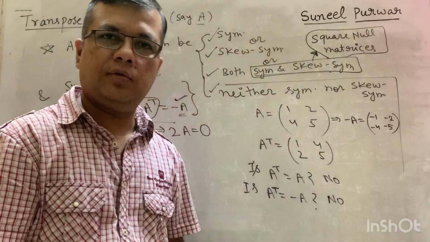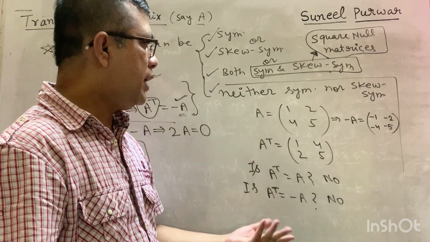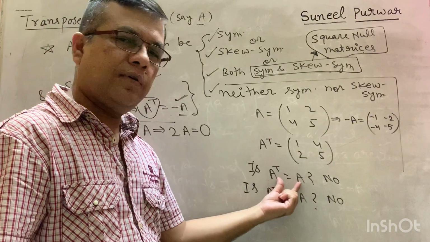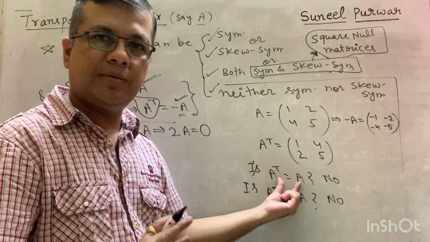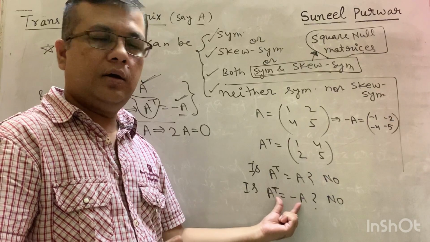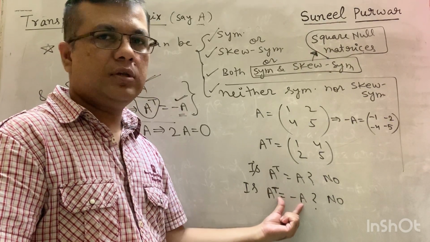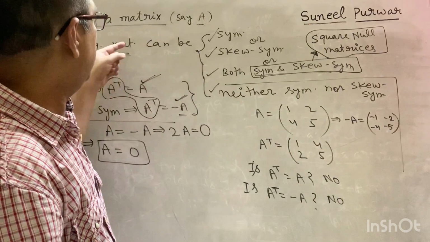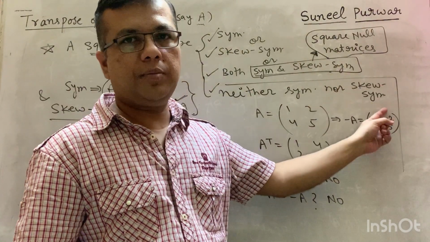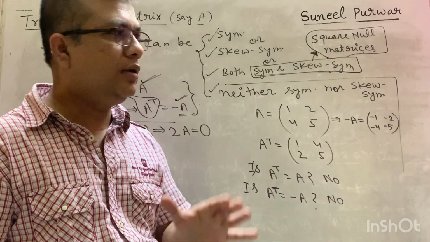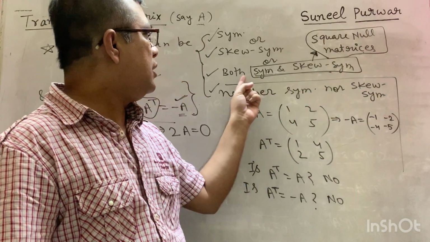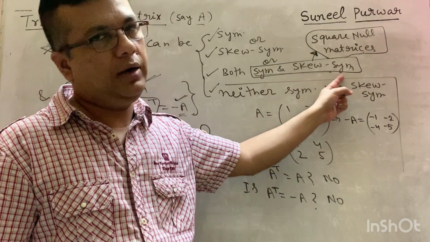So here we get a confirmation that there can be square matrices which neither satisfy A transpose is equal to A, that means they are neither symmetric, and they neither satisfy A transpose is equal to minus A. That means they are not skew symmetric as well. So the fourth variety of square matrices could be what? Neither symmetric nor skew symmetric. And one important thing that has come in between is what? Square null matrices are the ones which are both symmetric as well as skew symmetric. All right.